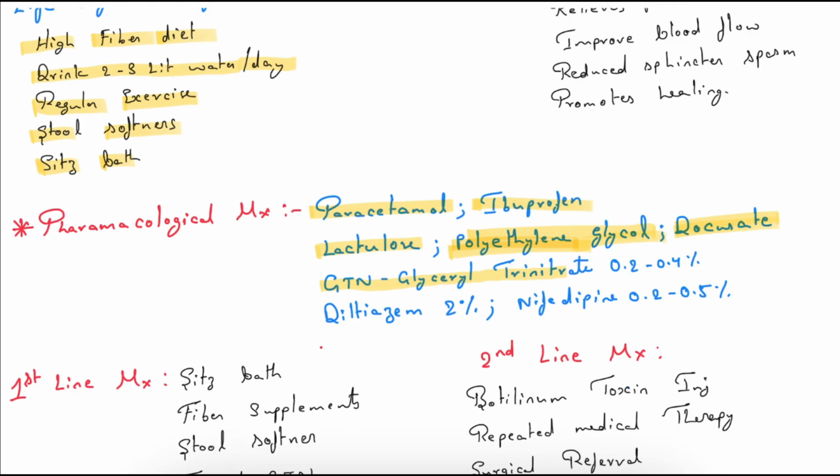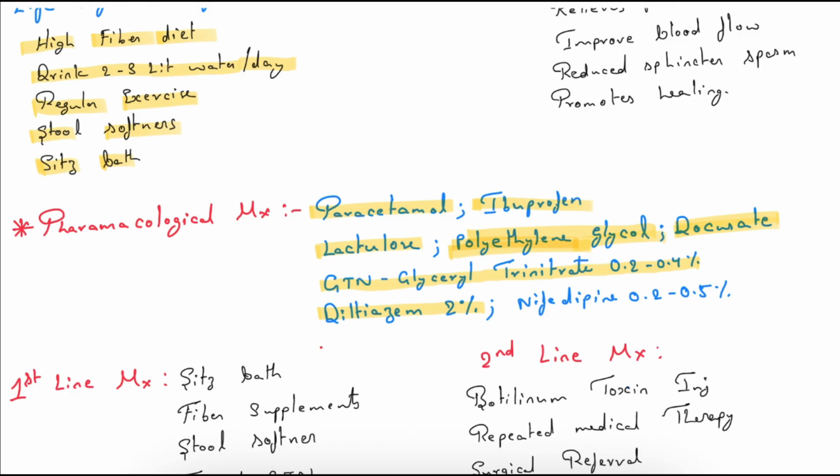Next, GTN, glyceryl trinitrate, 0.2 to 0.4 percent nitrates. The dosage is a thin layer, and the route is topical, 2 times per day. The duration is 6 to 8 weeks, and the indication is chronic fissure. And headache is the main common side effect of using glyceryl trinitrate. Next, we can give some calcium channel blockers like diltiazem 2%, as a thin layer.